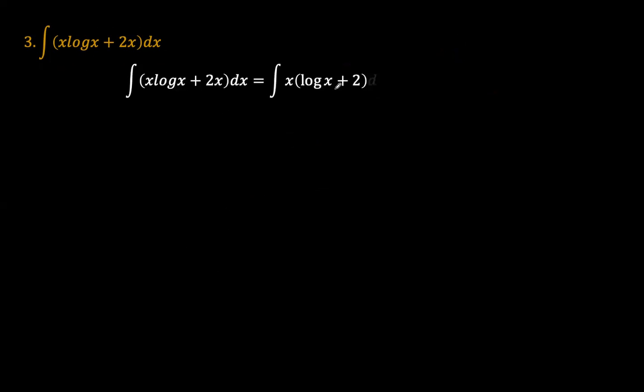So that's the answer. Problem number 3, which is the integral of x times log x plus 2x. What I could do here is pull x out so that we have the integral of the product of x and natural logarithm of x plus 2. And as you can see, I can express this x as the derivative of a half x squared.